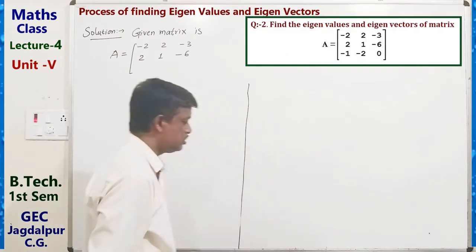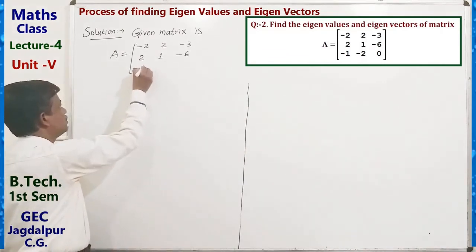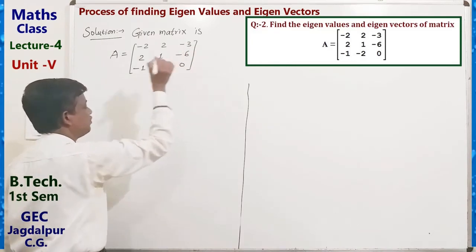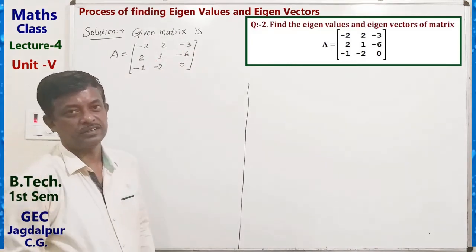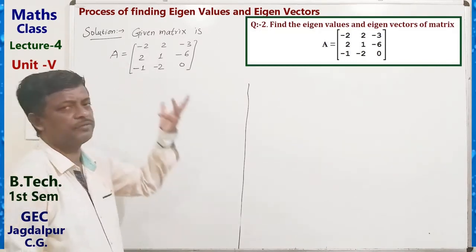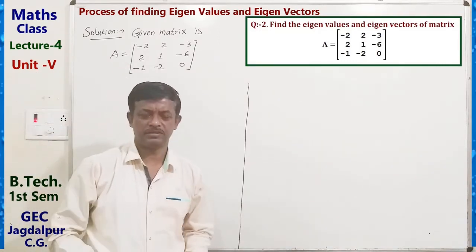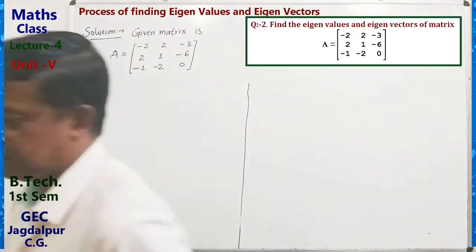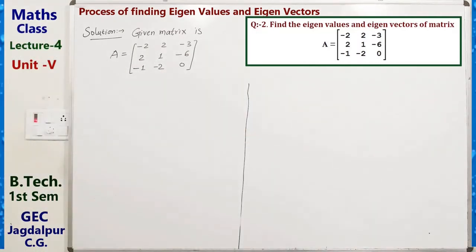Minus 1, minus 2, 0. So this is our given matrix. Now we have to find its eigenvalues. This is not an upper triangular matrix. It is not a symmetric matrix. A different type of matrix, a non-symmetric matrix. So find eigenvalues and eigenvectors. Okay. So the same process will be followed. So I will write in very short. So see.